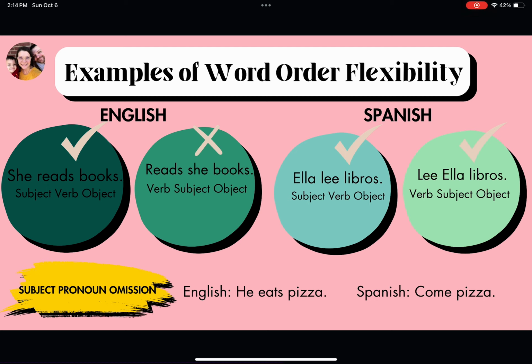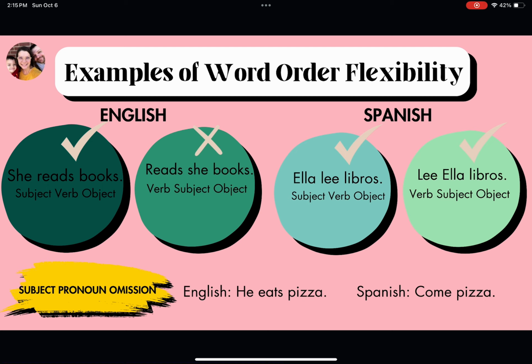Spanish is more flexible with word order due to its rich verb conjugation system, which indicates the subject. While SVO is common, variations like VSO or OSV can also be used for emphasis or stylistic reasons without altering the core meaning. Ella lee libros is following the subject-verb-object order, but I can also say lee ella libros, which is verb-subject-object. Both are correct, and the meaning of the sentence is not changed.